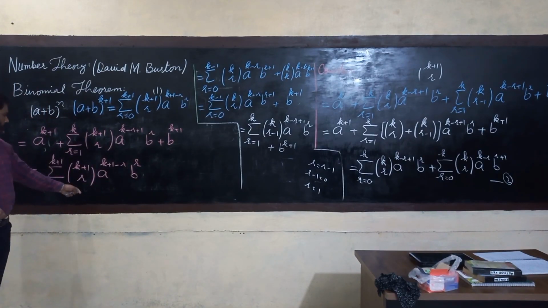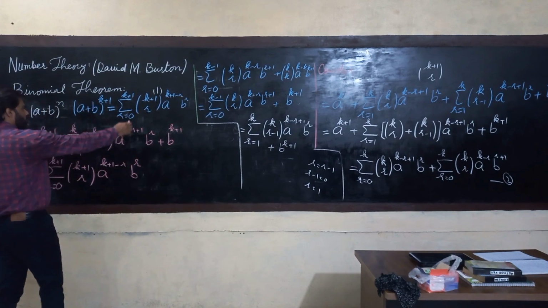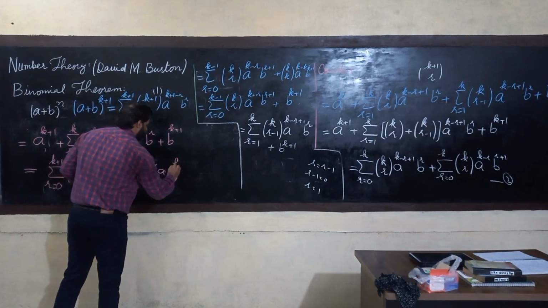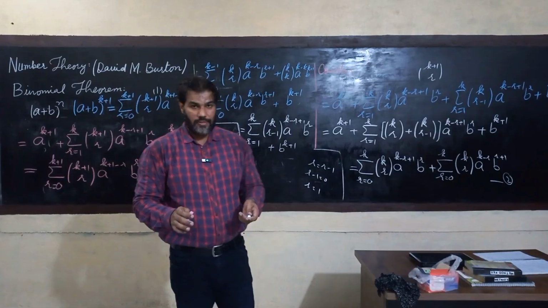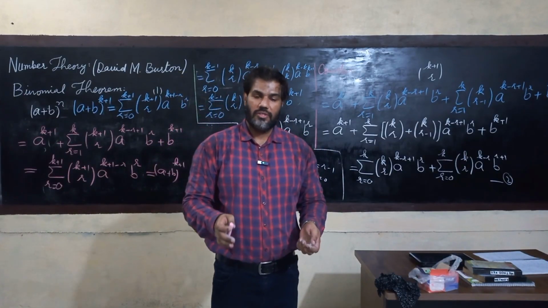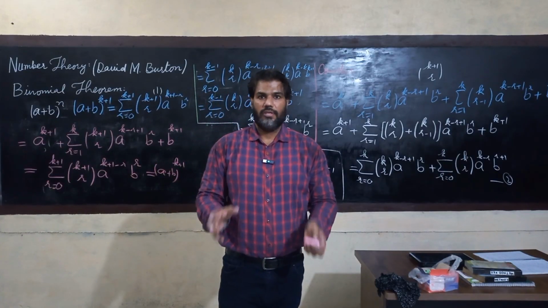If you open this sum for r is equal to 0, you obtain the first term a raised to power k plus 1. And if you expand this sum just for r is equal to k plus 1, you obtain the last term, which is equal to the required (a plus b) raised to power k plus 1. And lastly, the statement is true for n is equal to k plus 1 whenever the statement is true for n is equal to k. Hence, by mathematical induction, the given statement is true for every positive integer.